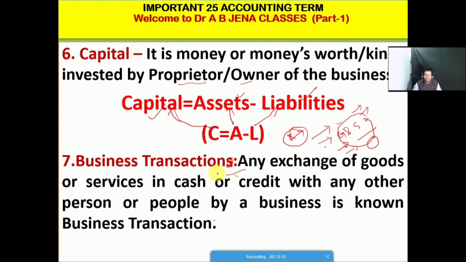So friends, now I am hopeful that business transaction, any exchange of goods or services in cash or credit with any other person or people by a business, is known as a business transaction. We have already discussed by citing the example. So here, exchange of goods and services with any other person or the people. Similarly some other transactions will come under the business transaction. So next one.